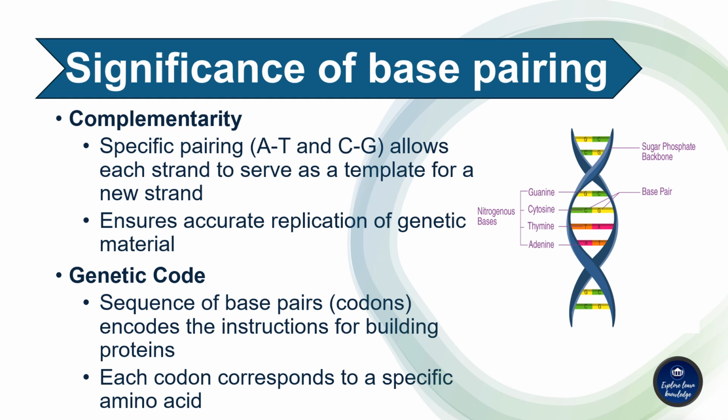Significance of base pairing. The specific pairing of bases, adenine with thymine and cytosine with guanine, ensures accurate replication of genetic material. Each strand of DNA can serve as a template for a new complementary strand. The sequence of these base pairs encodes the genetic information needed to build proteins, with each 3-base sequence, or codon, according to the specific amino acid.